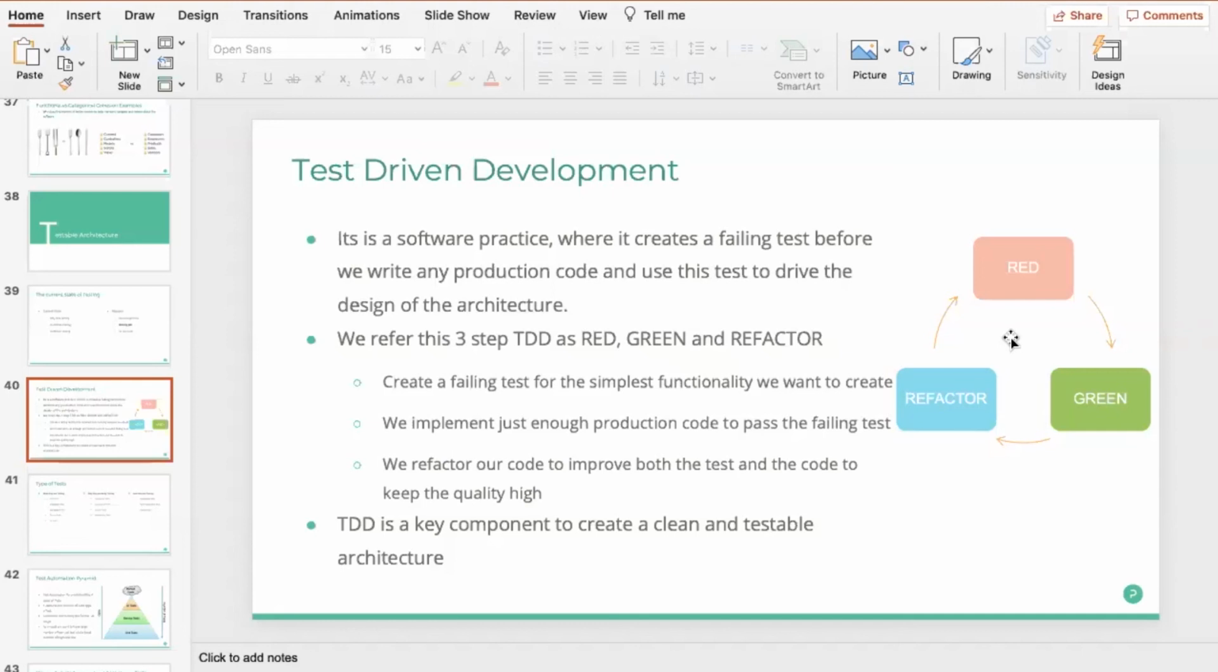And for TDD, there is another depiction. They call it the red, green, refactor states. Red is a failing test. Once it passes, it goes into a green state. Once it passes, again you try to refactor the class. So it's an iterative process. So in clean architecture, TDD is considered one of the key components.